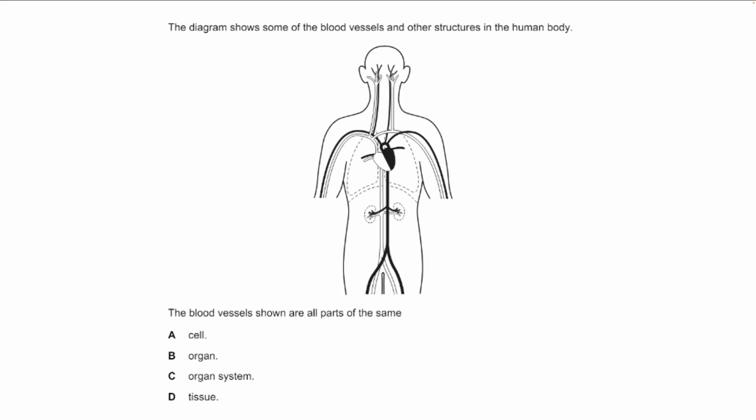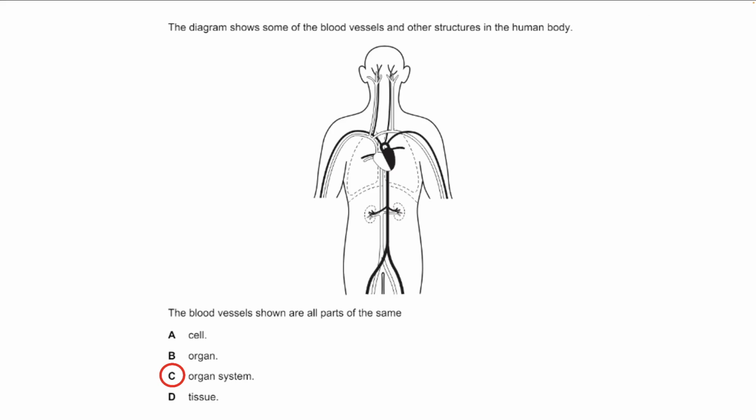Next, try this question. The correct answer here is C, since the diagram shows a circulatory system. You can tell by taking a look at the heart and all the blood vessels, and the circulatory system is an organ system, so option C checks out.